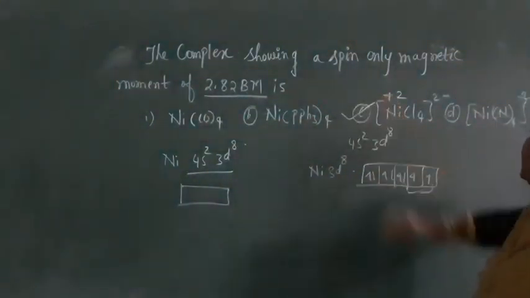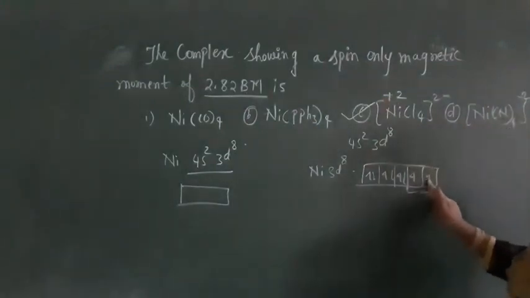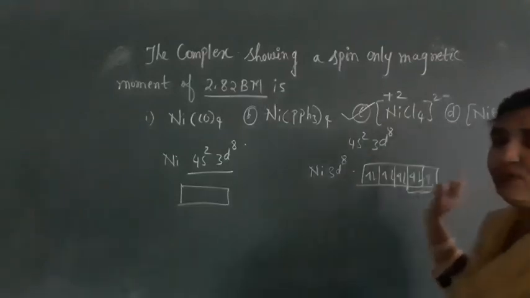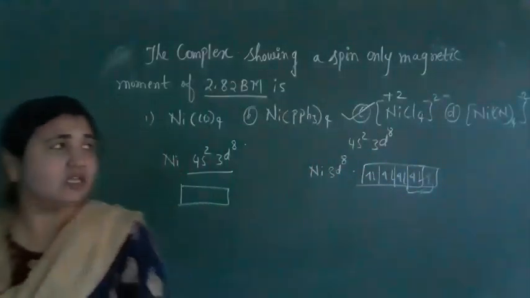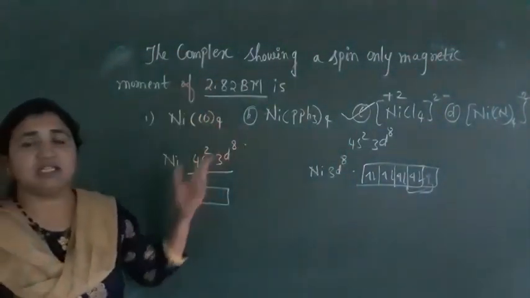So what is the correct option here? See, [Ni(CN)4] is given. Again pairing will take place. These 2 electrons will get paired, and we will get dsp2 hybridization, so no unpaired electron. So the correct option is this one. By using that trick you can solve problems this way.